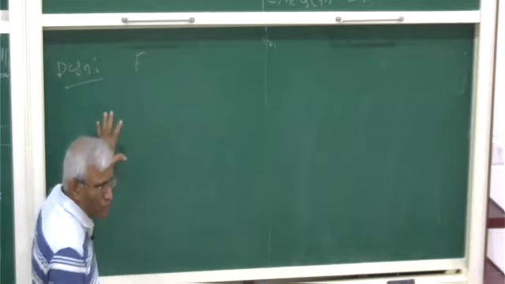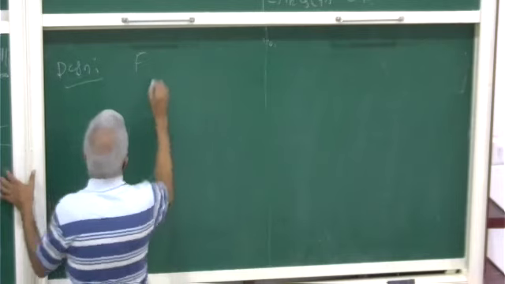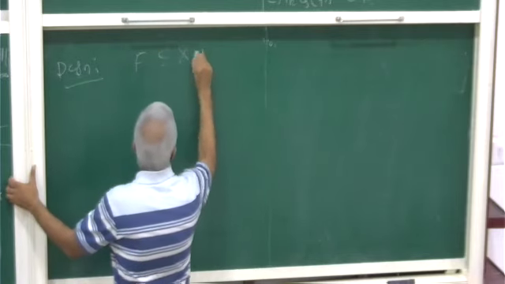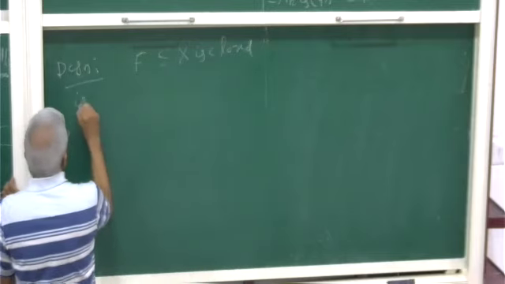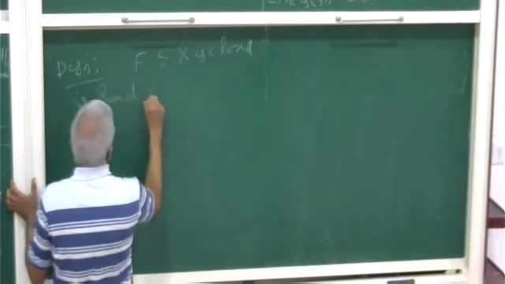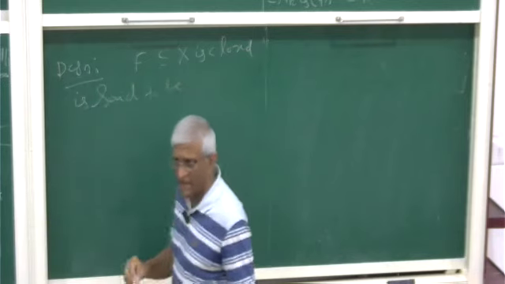Let's use only closed sets. For F contained in X, F closed, it is said to be meager or first category.